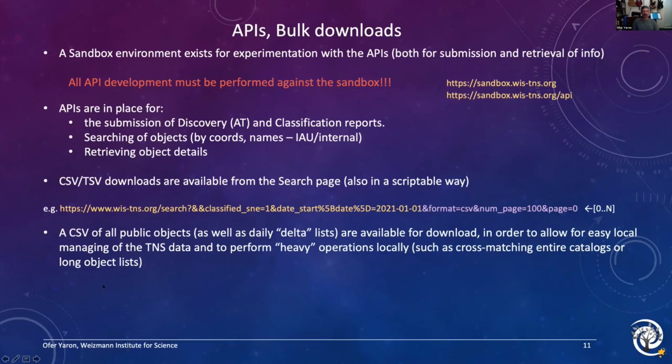And recently, we also decided to stage a CSV that contains all the public objects that are on the TNS, and also some daily delta files. So you can really control locally everything that you need. And if you need to perform heavy operations, such as cross-matching of catalogs and so on, that is not encouraged to do against the TNS directly.